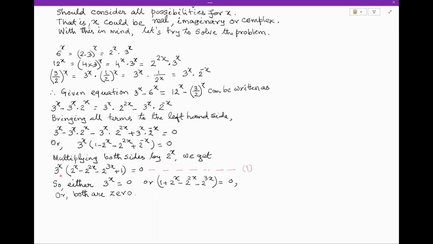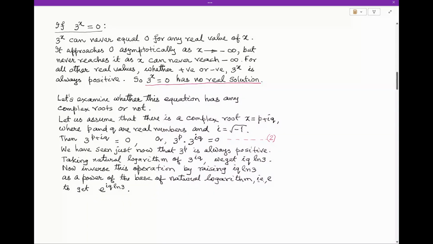Now, since the left hand side of the equation is a product of two terms and the product of two terms is 0, we can write either the first term is 0 or the second term is 0 or both are 0. If 3 to the power of x is 0, let us see what happens.